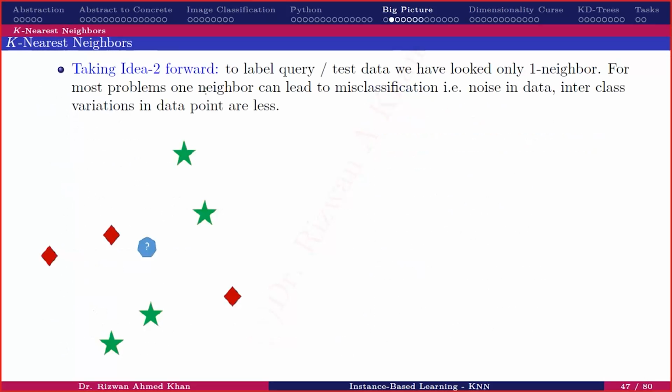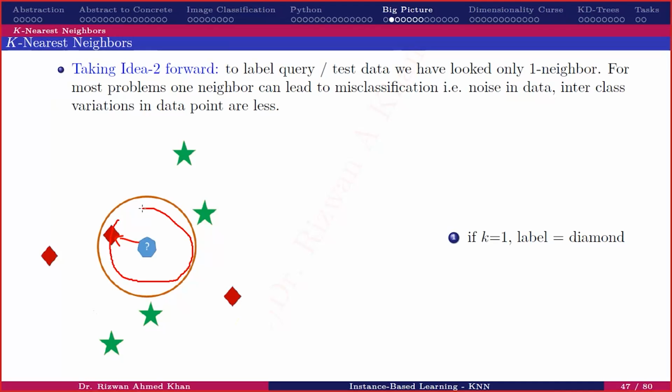And then we took idea two, to add more neighborhood in our algorithm, and I gave you these two examples. Let's say you are just looking at one nearest neighbor. This is the nearest data point to the query image, and we can draw a radius, a circle around it, and see we don't have any other data point nearby, and we just assign its label to the query point, and the label over here is diamond. So the test query data point will get the label of diamond.